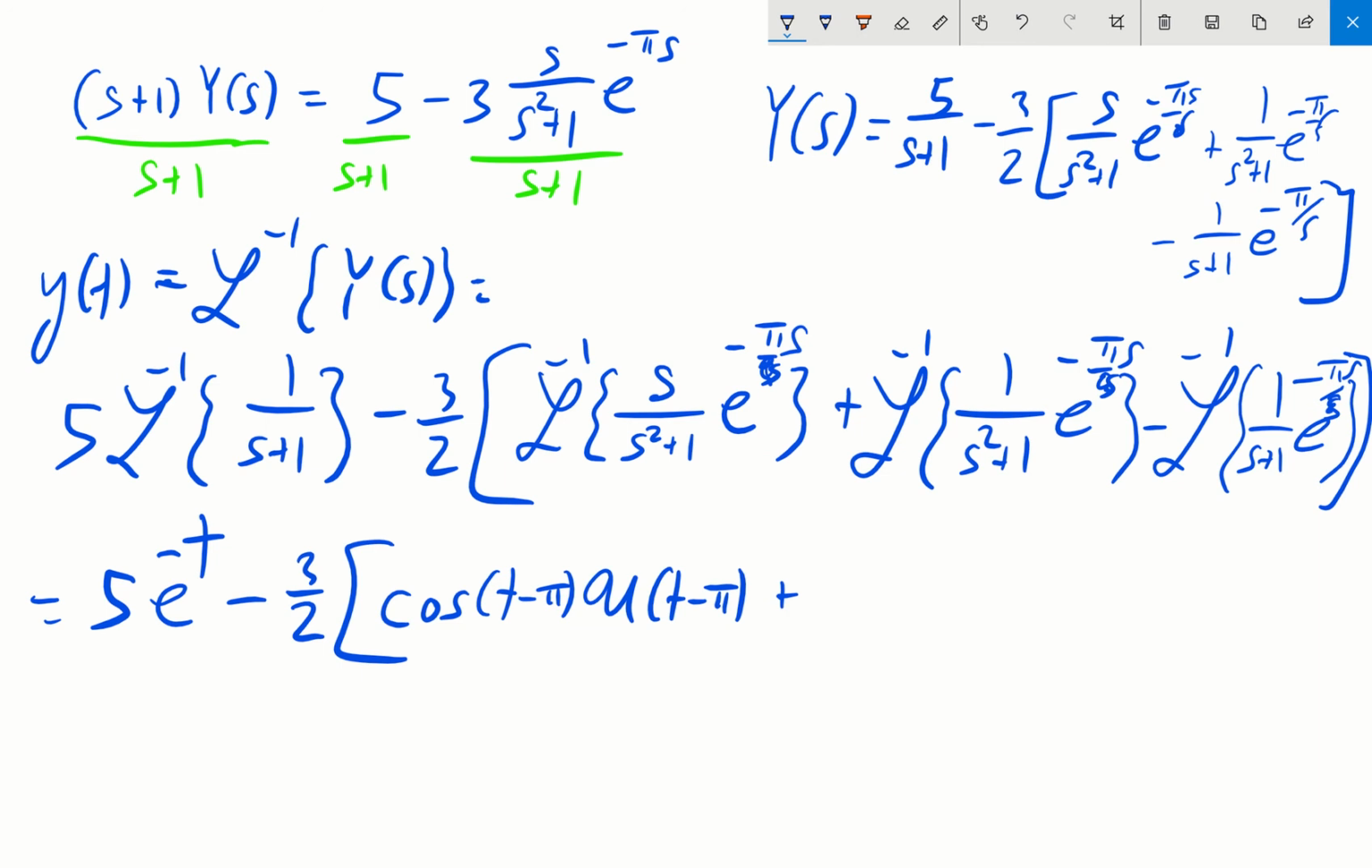We know that the inverse Laplace transform of 1 over s squared plus 1, that typically would be the sine of t, but because of the shift, we're going to get the sine of t minus pi times the unit step function t minus pi. And then lastly, we have this one right here, 1 over s plus 1. We know that that would typically be e to the negative t, but because of the shift, it's going to be e to the negative t minus pi times the unit step function of t minus pi.